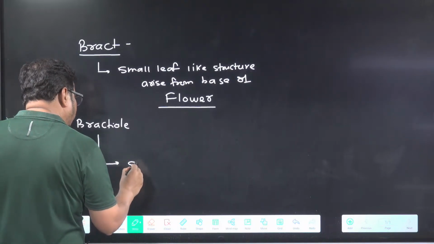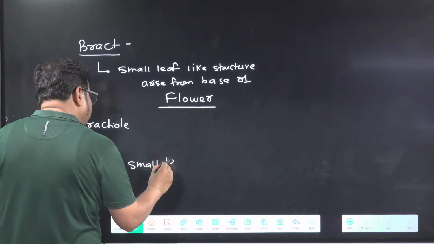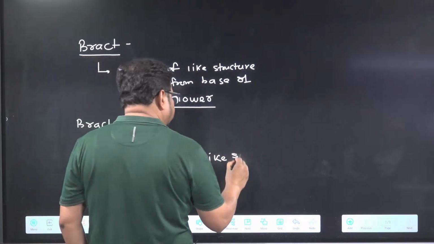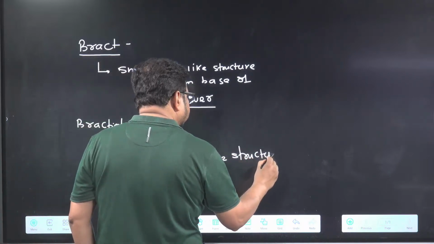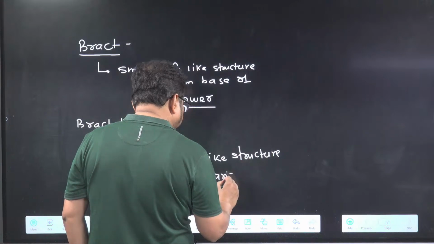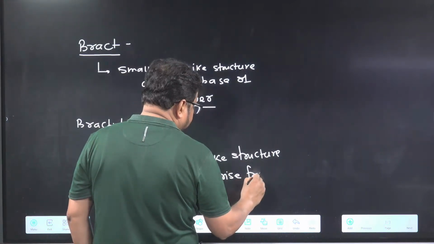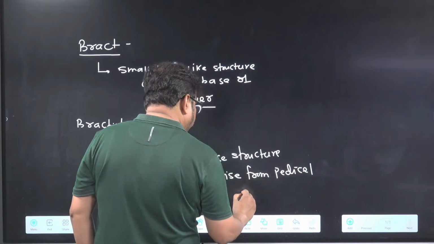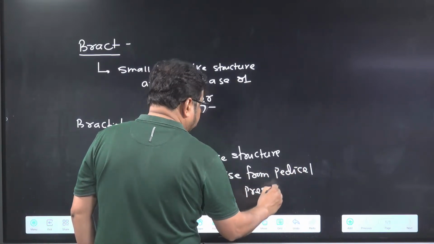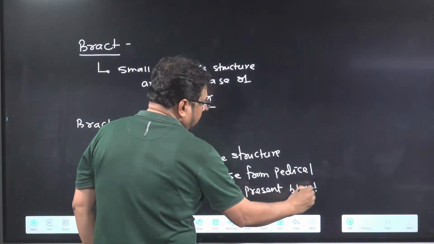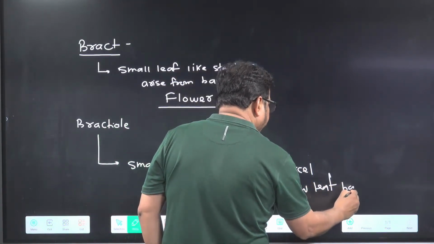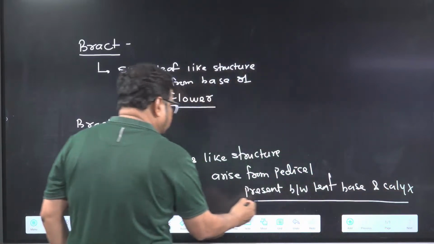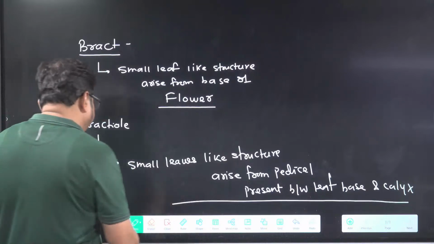And what is the bracteole? It is also a small leaf-like structure arising from the pedicel, present between the leaf base and calyx. Let me clarify with the help of a diagram.